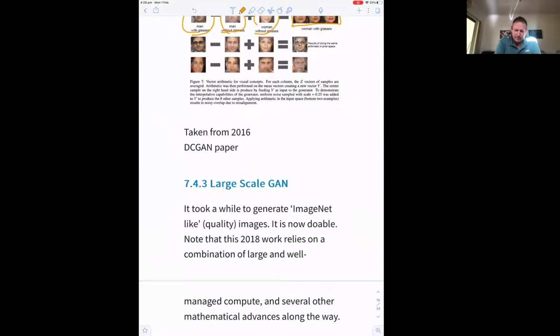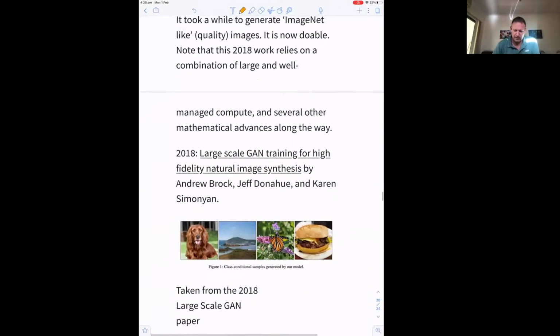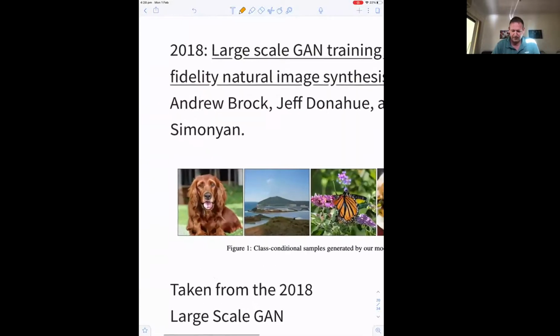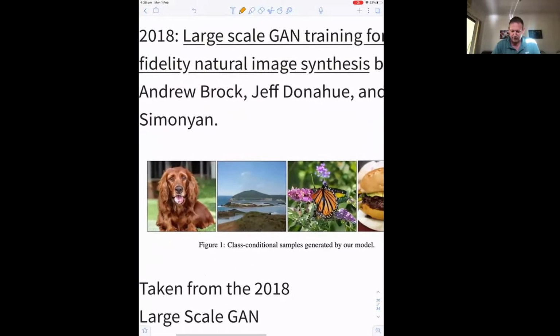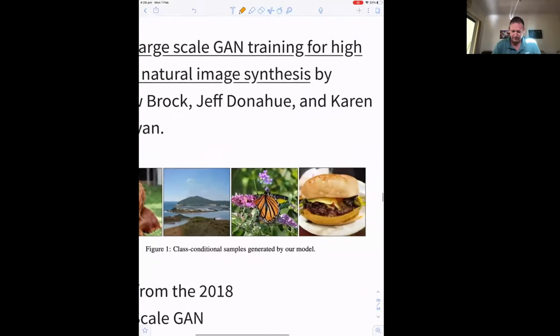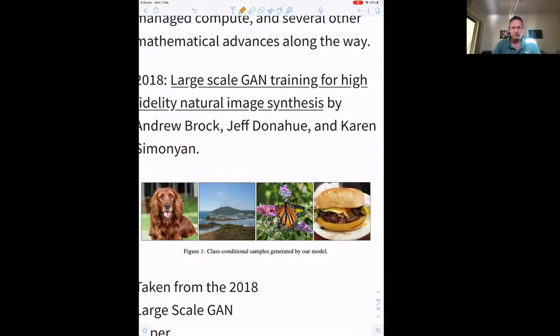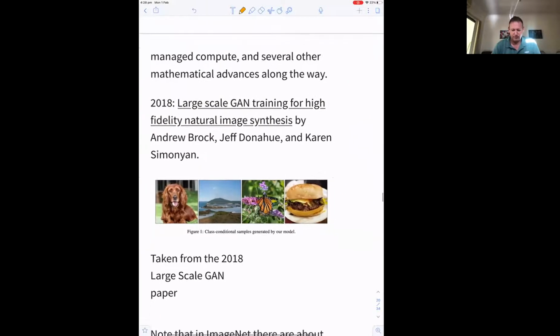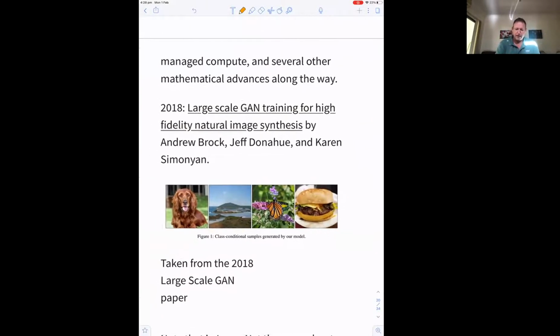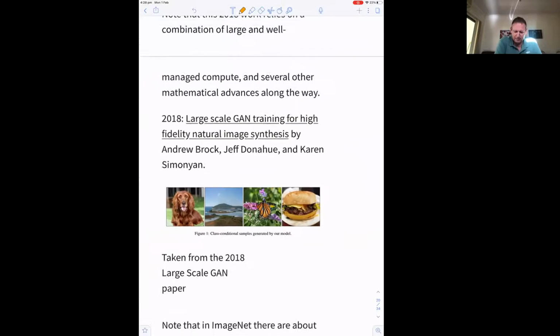The next step is actually making something that looks real, and it took a while, but yeah, these things don't exist. Okay, the butterfly, the landform, the dog, they all don't exist. And this is from this paper. You can look at the paper. It's a big paper, large-scale GANs.